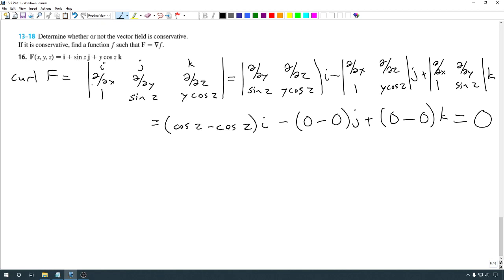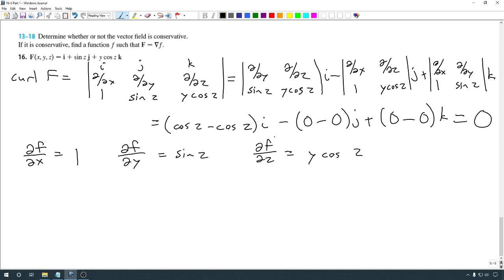But that doesn't tell us what the potential function is. We want a little f where capital F is the gradient of that, which essentially means we want the x derivative of f to equal the x component of F. We want that to equal 1. With respect to y, we want it to equal sine of z. And if we differentiate with respect to z, we want it to equal y cosine z. We now know that there is a solution to this. There is an f that makes this true. We just need to find what it is.